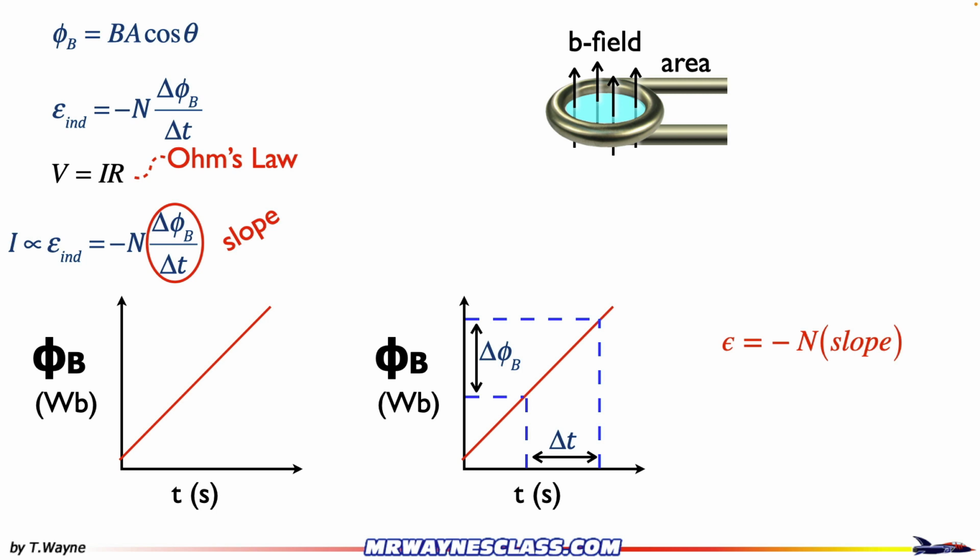And also, because of what we did earlier with Ohm's law, it also means that the current through my conducting hoop is proportional, not equal to, but proportional to the negative of the number of turns times the slope. Now the next thing that we can do is apply all these tidbits, and that's what's done in those other example problems in the other videos.